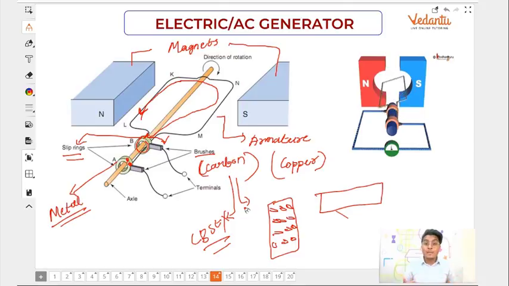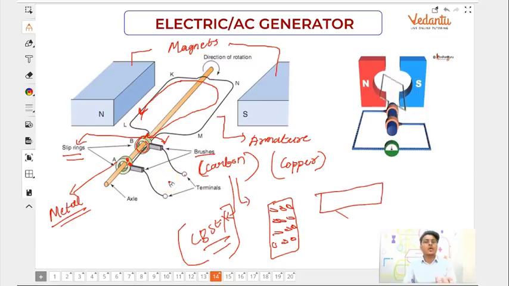This might damage the generator. This might damage the motor also. So that's the reason why we use carbon brushes, because carbon can withstand or modulate the temperature very easily. Okay, so that's why we take carbon. So now you know the answer. This question is also asked in CBSE 12. So remember it. Okay.